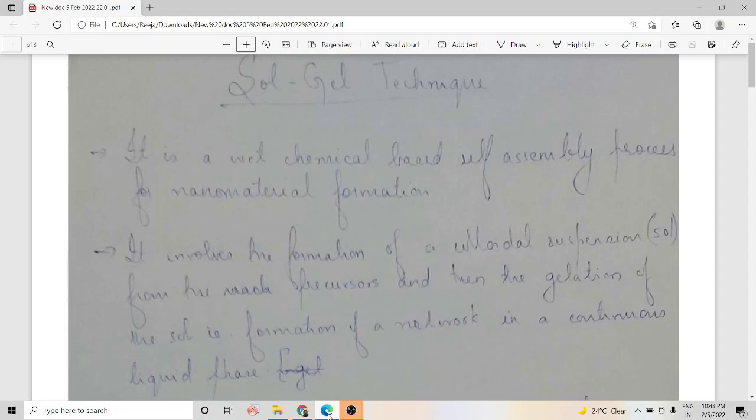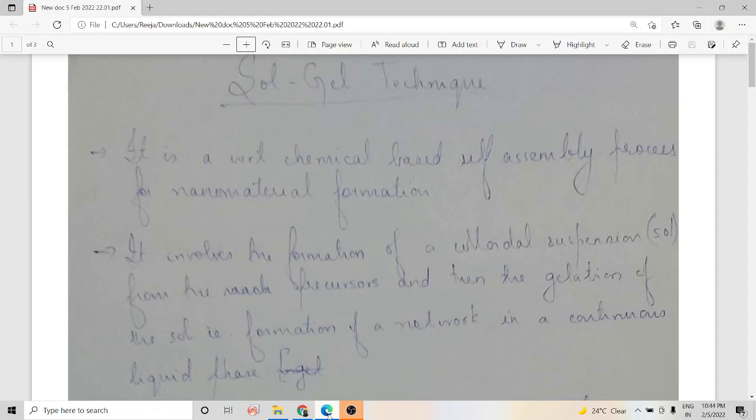Now, what is the Sol gel technique? It is a wet chemical based self assembly process for nanomaterial formation. So the name comes because it involves the formation of initially a sol and then a gel. Now what is a sol? Sol is a colloidal suspension formed from the precursors. Precursors means the reactants that you are using. A colloidal suspension is first formed from the precursors and it's called the sol.